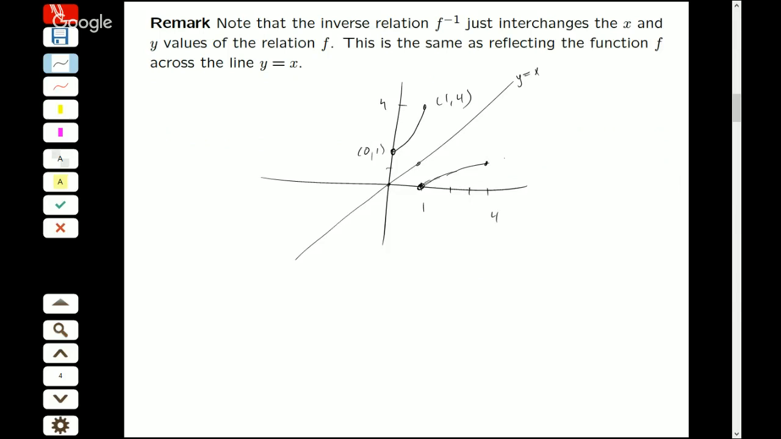That is also a test question. Learn it. That's a test question. It's another easy test question. F inverse is a reflection of f across the line y equals x.